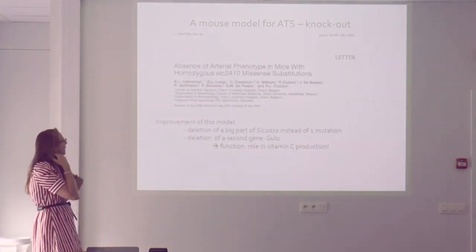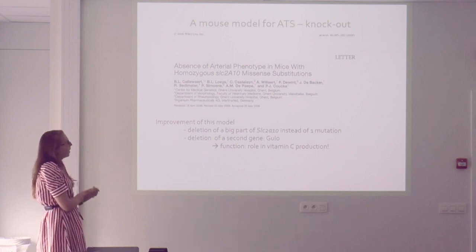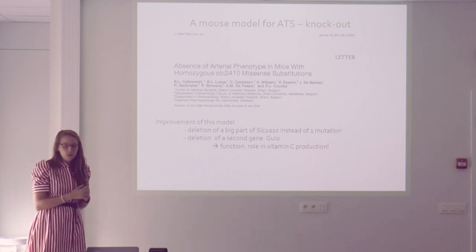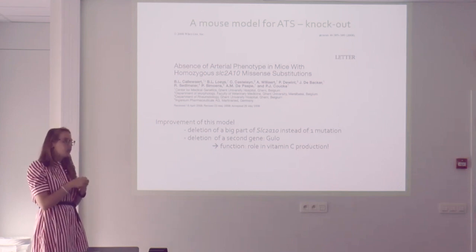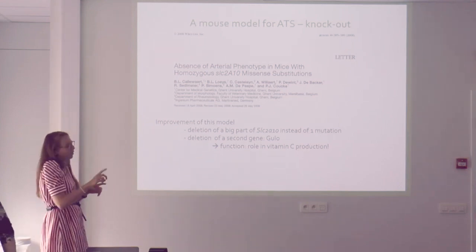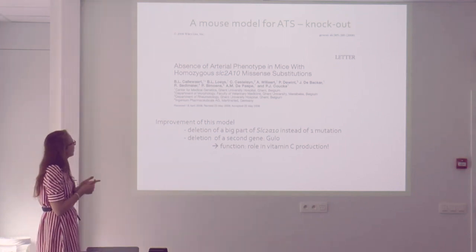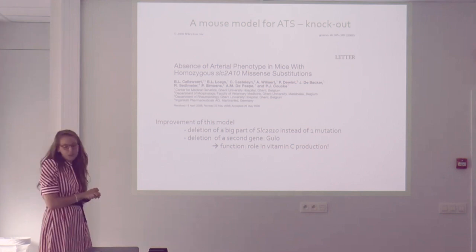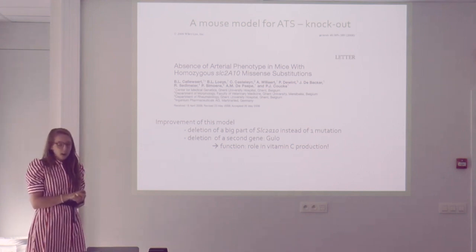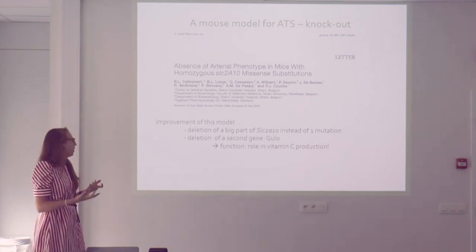Bert previously already investigated a mouse model for ATS. It has missense substitutions, which means that the gene had not a deletion, but it was just one letter in the gene that's changed. And unfortunately, as the title of his paper said, there was an absence of a phenotype in that mouse model. So my task here was to study why that was.